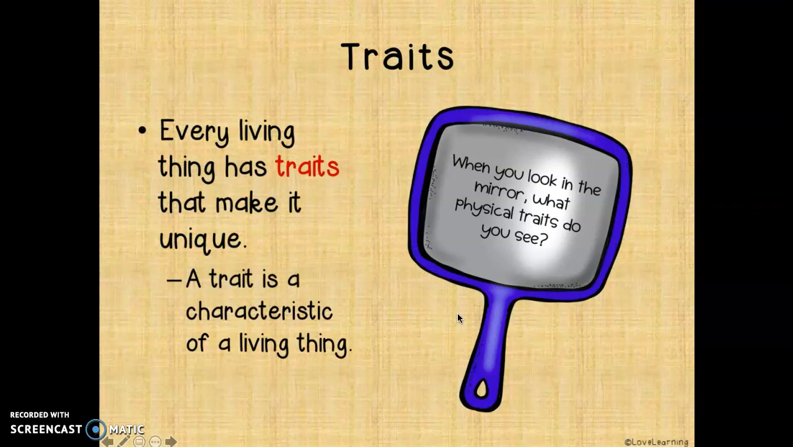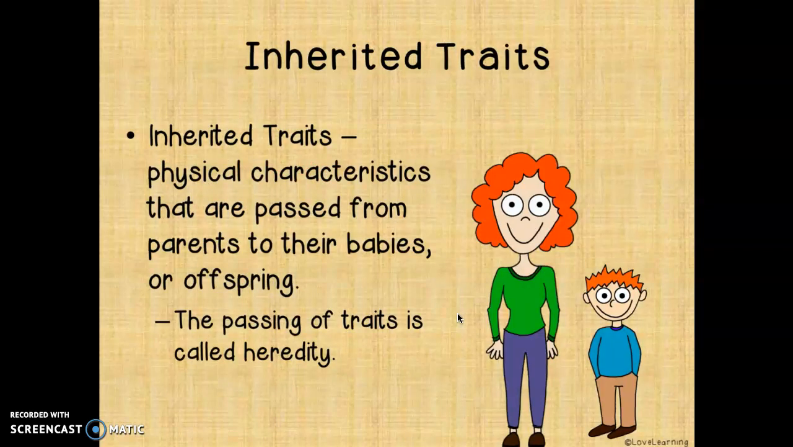So we talked about what the word trait means, and by now everybody should know that a trait is a characteristic of a living thing. We should know that there are some traits or physical things on us that are inherited, okay? So physical characteristics that are passed from parents or other family members to the babies or offspring, those are inherited. That's what you get. You don't get to choose it, right?